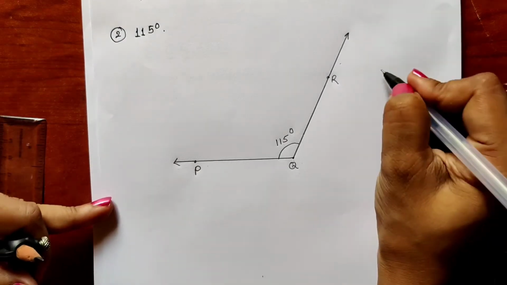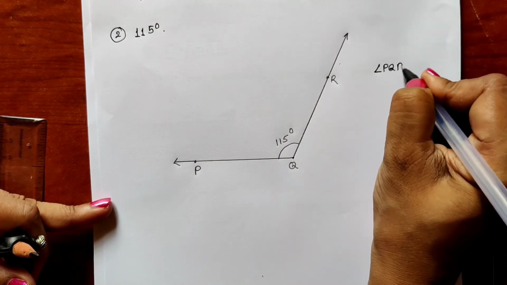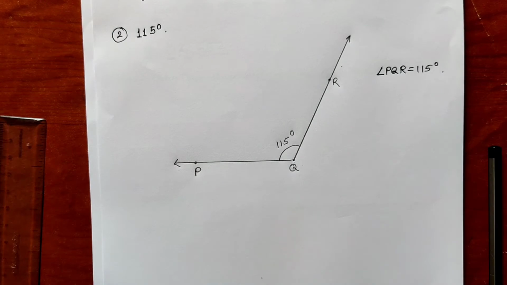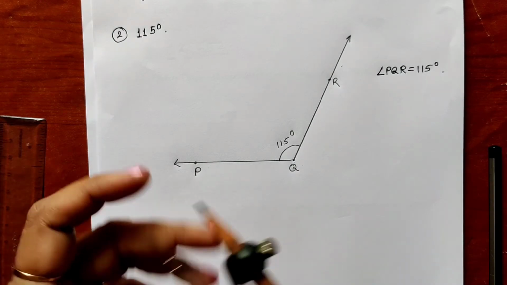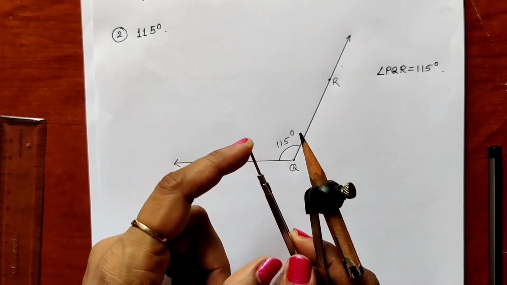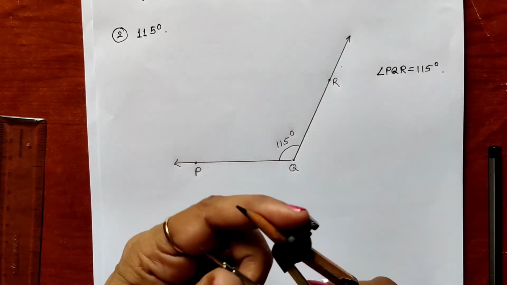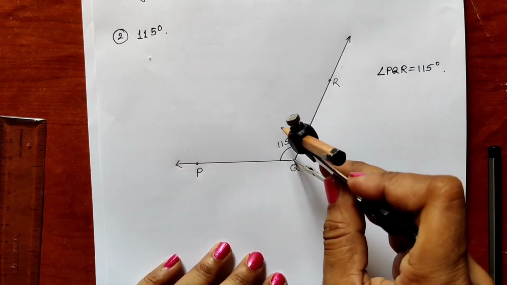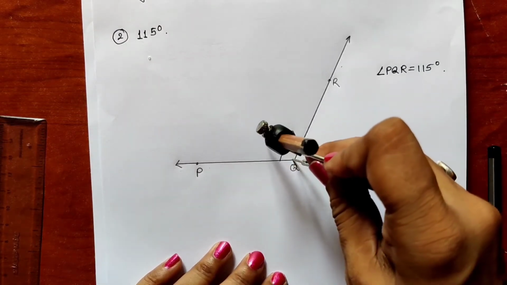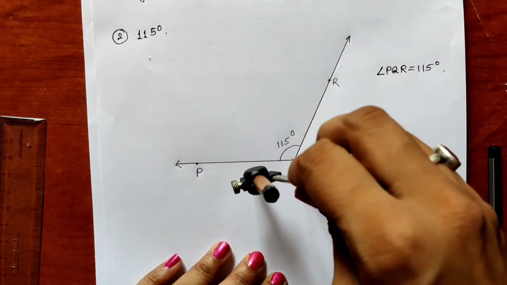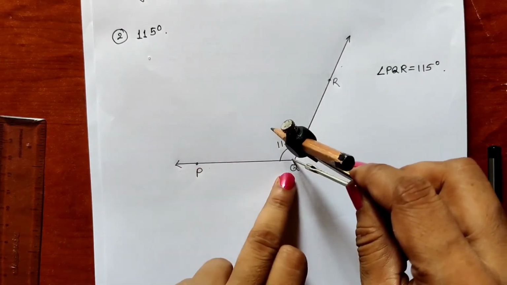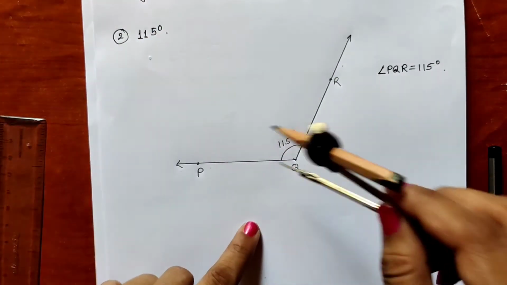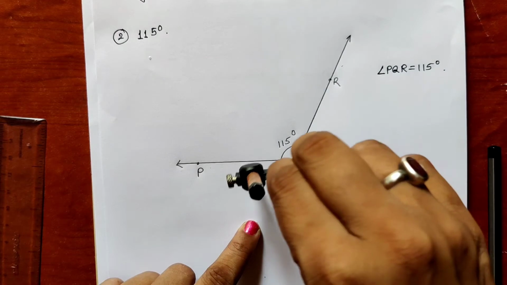Now we will have to draw the bisector of angle PQR. Here we will be writing angle PQR is equal to 115 degrees. Now let us draw an angle bisector of this angle. What should be done? This point should be placed on vertex Q. We will place this point properly on point Q. Place the point of the compass on vertex Q. And now I will be drawing an arc which cuts ray QP also and ray QR also. So let us place it carefully and draw an arc.